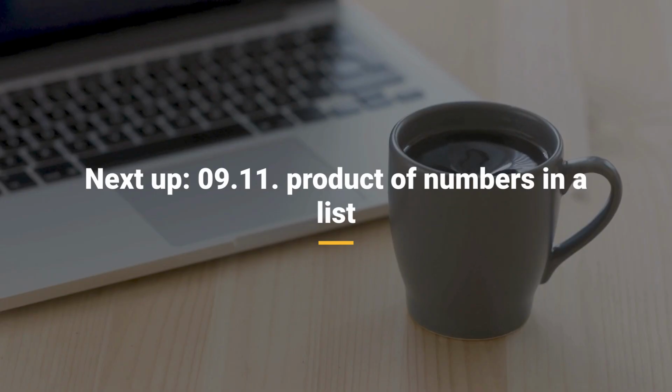Now that we can loop through numbers, let's use the for loop to process data collections. Our next lecture is 09.11, product of numbers in a list.